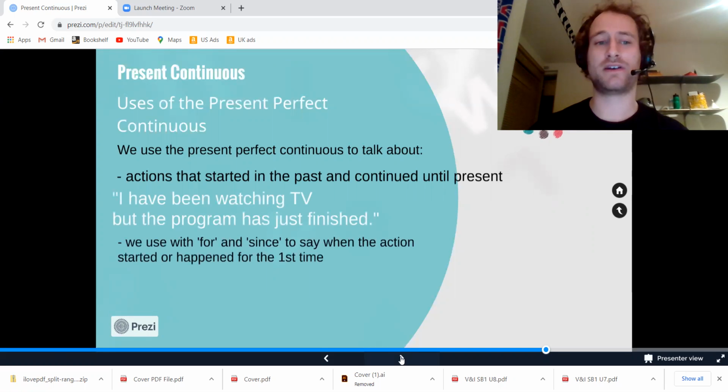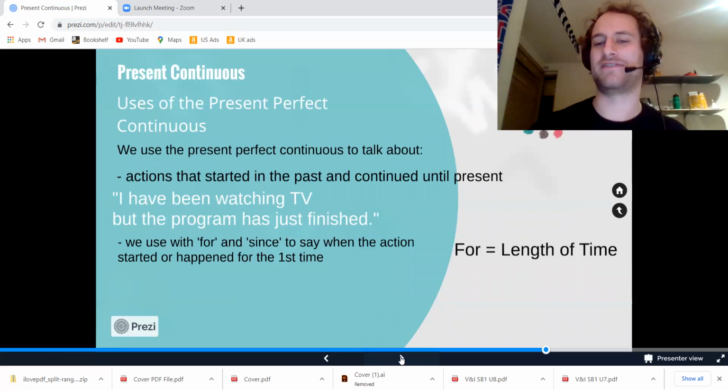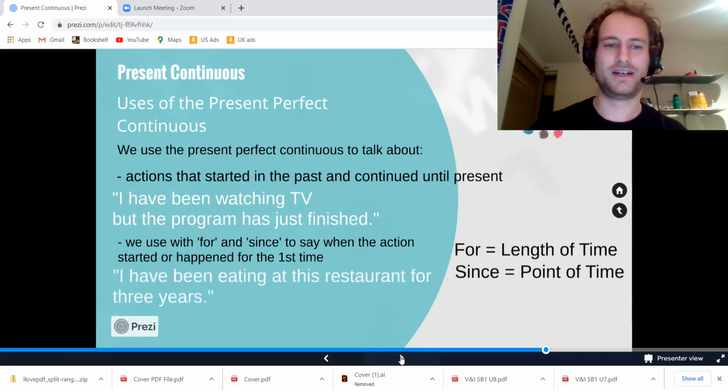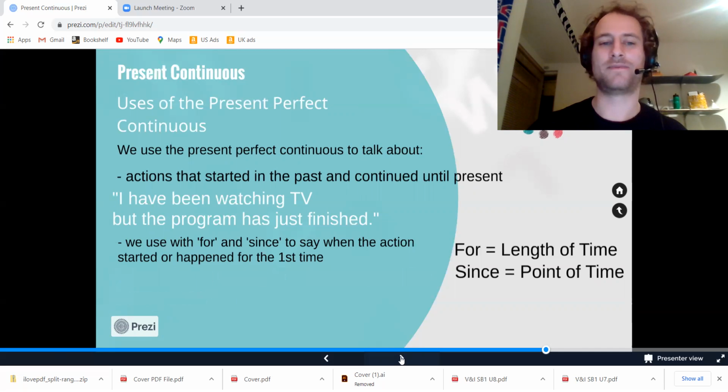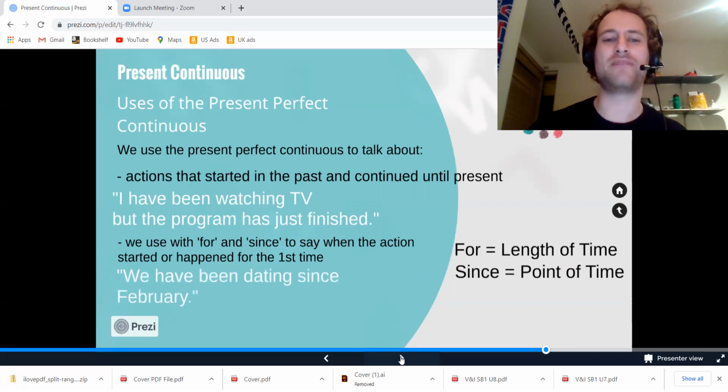We use the present perfect continuous with for and since to say when the action started or happened for the first time. So we use for for length of time, and we use since for the point of time. Here's some examples. I have been eating at this restaurant for 3 years. And another one, we have been dating since February.